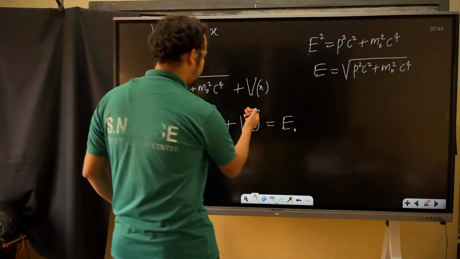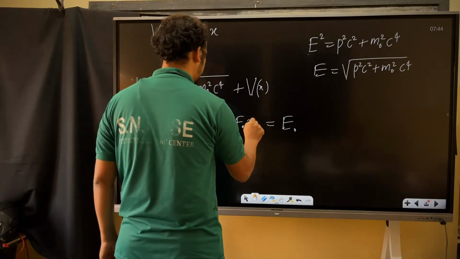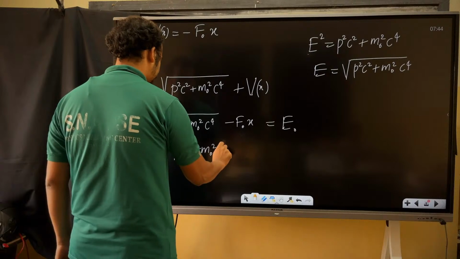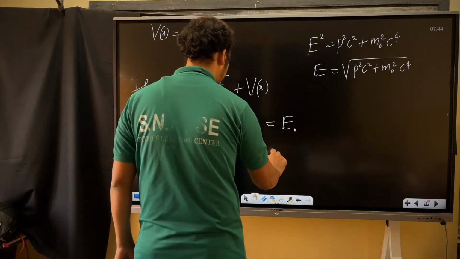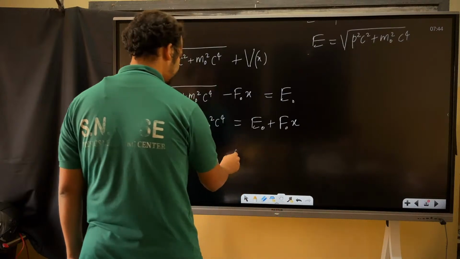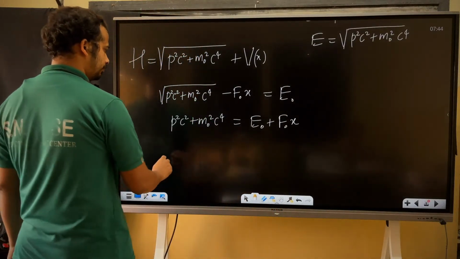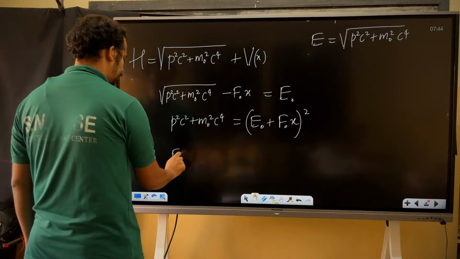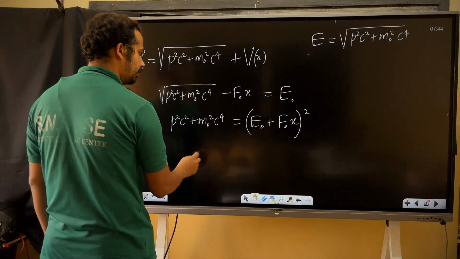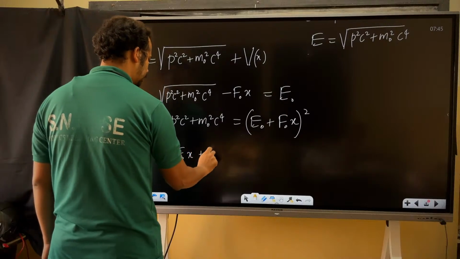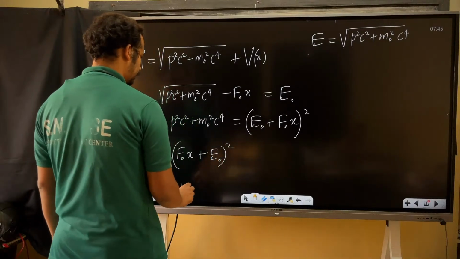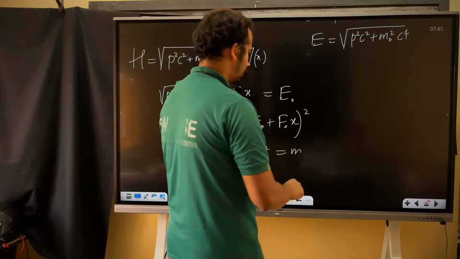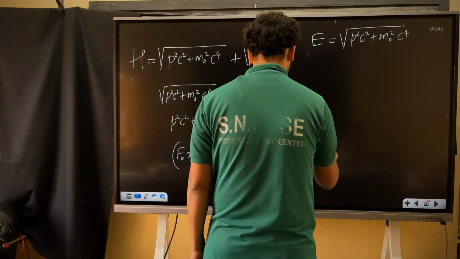Now, what is V of x? Sorry, minus F naught into x. Now you try to rewrite this equation. What will happen? p square c square plus m naught square c power 4, that's equal to, can I write, E naught plus F naught x, the whole square. Fine. So F naught x plus E naught the whole square, minus p square c square. I'll take this p square c square to the right hand side. That's equal to m naught square c power 4.